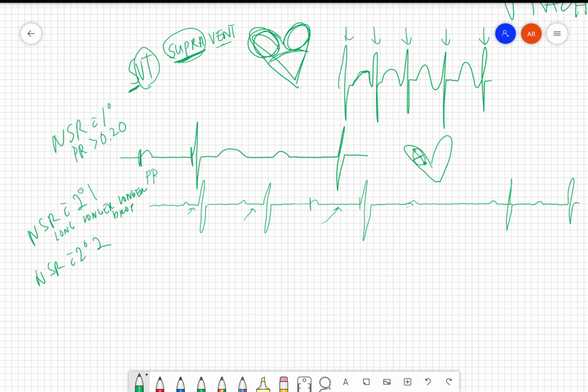This PR interval is getting longer and longer with each beat. From here to here, it's like 2.5 boxes. From here to here, it's like 3 boxes. From here to here, it's like 7.5, almost 8 boxes. And then we've got this P wave with no QRS attached to it, like it's just gone. So that's our longer drop. This is the dropped beat here. That's the requirement for this: the PR interval has to get longer and longer, and then you eventually drop a beat. Anyway, that's what normal sinus rhythm with a second degree type 1 looks like.